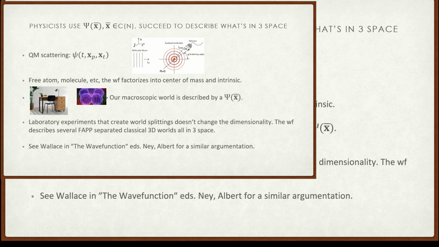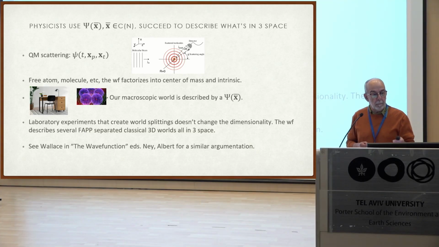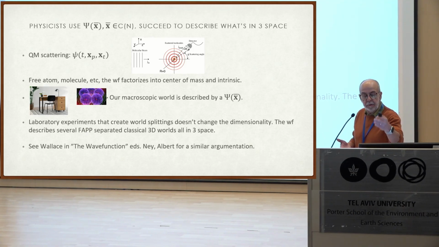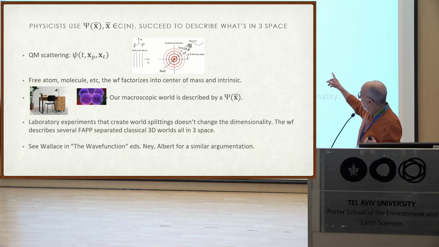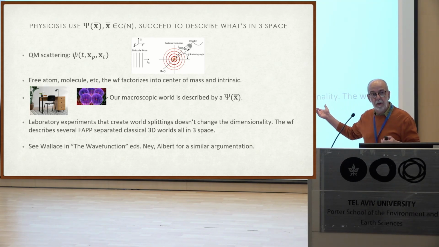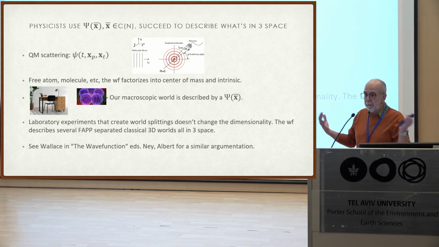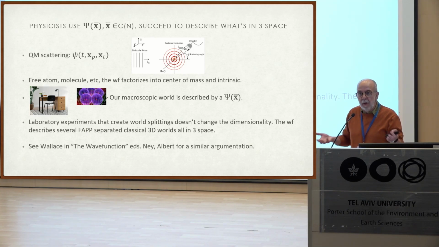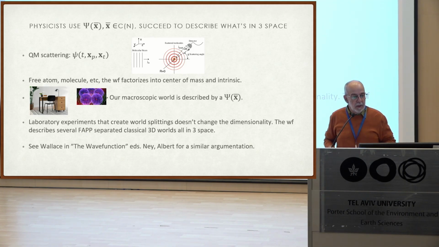So we have this wave function, and it has, of course, the coordinate of the projectile and of the target. And physicists get a description from that, that the projectile after scattering reaches the detector, and you can also have that the recoiling target reaches another detector. So it really describes what's happening in 3 space, and it works fine. There are no contradictions in that, so it actually works as a description of what happens in 3 space.